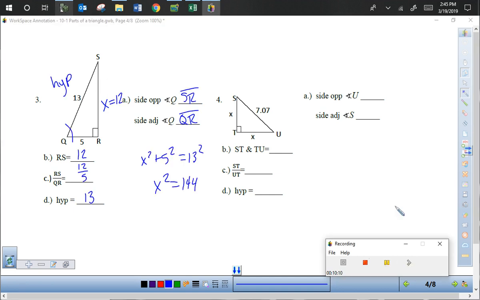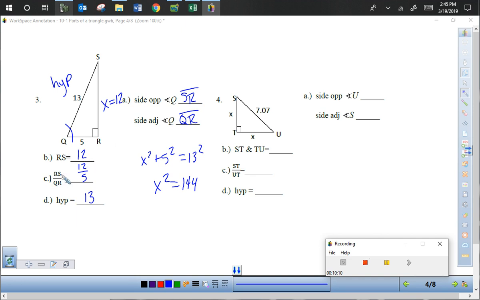So for this one, opposite is SR. If you have RS, that's okay. Adjacent is QR or RQ. The missing side is 12. That is a Pythagorean triple, so if you know it, you can just write it down. Otherwise, make sure you're writing something so I can see where it came from.